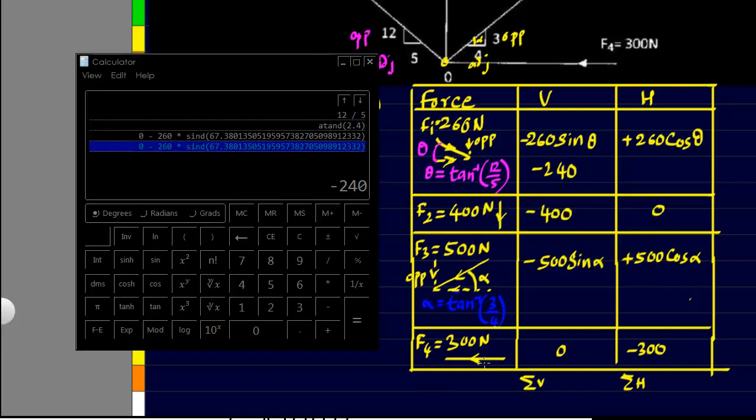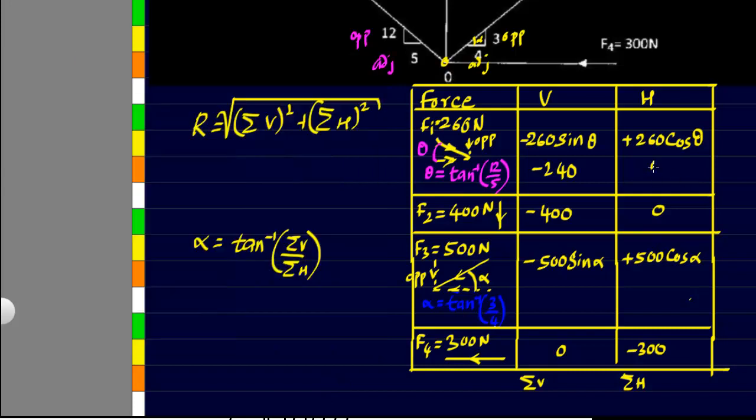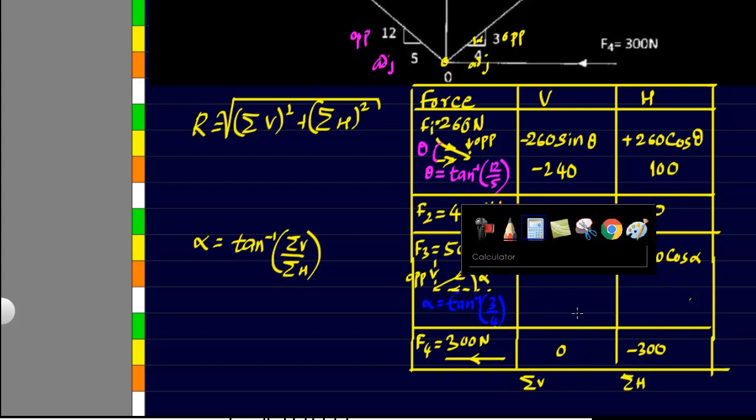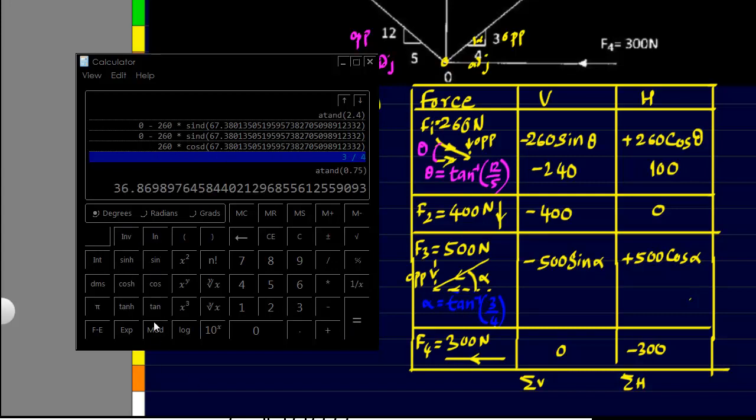Let me proceed again to solve the second one. So in this case, I have to take 260, multiply it with cos of theta. So this will give me 100. Now for F2 we need not do anything because cos and sine are not present in it. F3 we'll have to again find it. So I'll have to take tan inverse of 3 by 4. So I get this angle over.